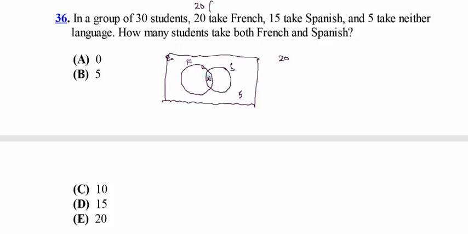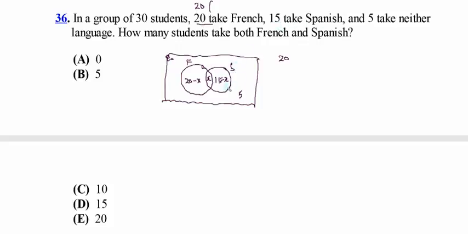Okay, so if this is X, then those who take only French has to be 20 minus X. Okay, similarly Spanish, 15 of them, and those who take Spanish alone should be 15 minus X. Now if you add the circle F together, you got 20, so that's not a problem. 20 take French. Then if you add the Spanish circle together, X plus 15 minus X, you got 15. So 15 take Spanish. Okay, so you meet the requirement.